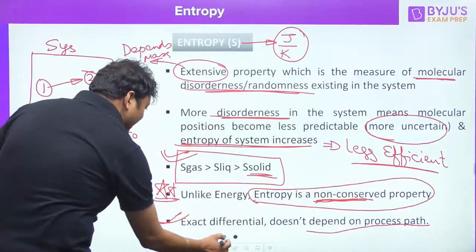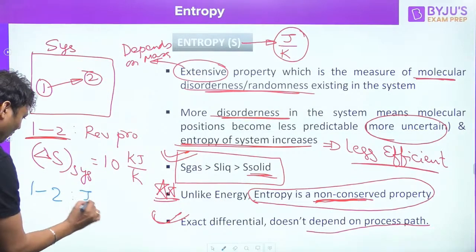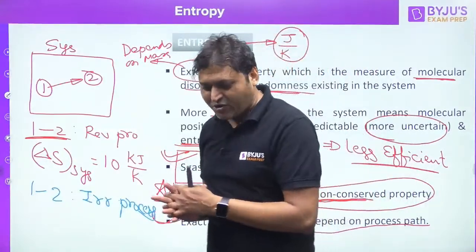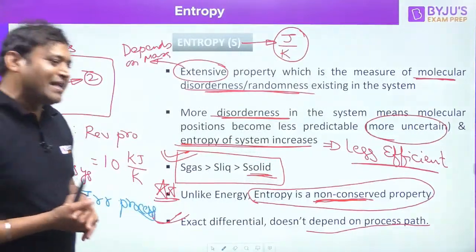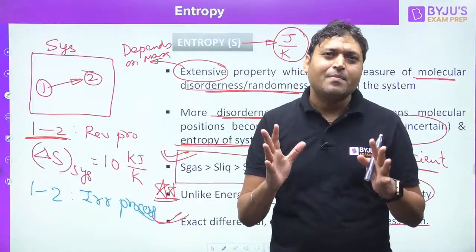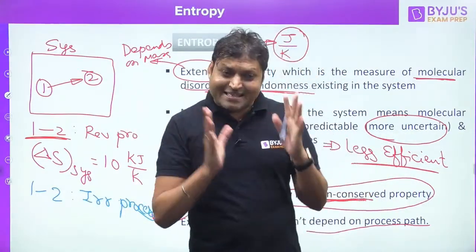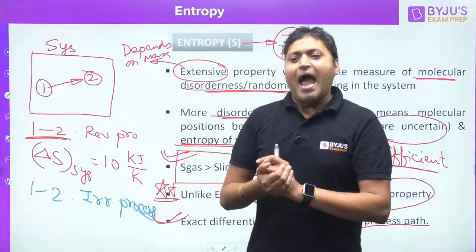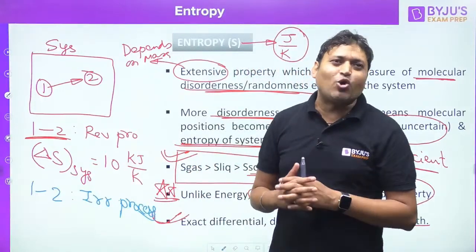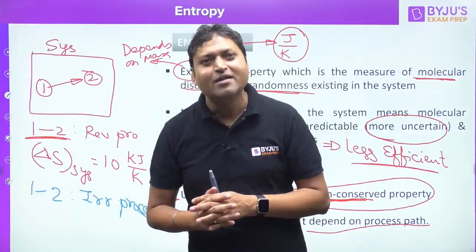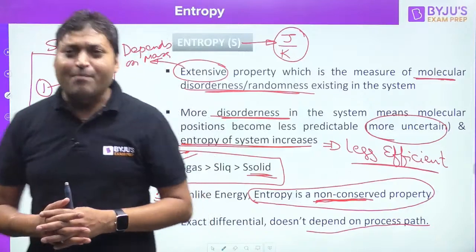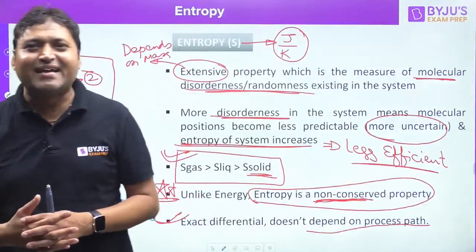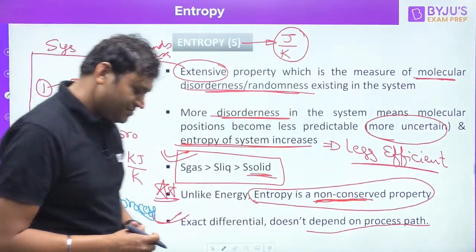But if the same system is undergoing an irreversible process from 1 to 2, can you let me know the entropy change for the system? Will it be less than 10 or more than 10? Understood my question? There is a thermodynamic system, and it undergoes a process where the state changes from 1 to 2. If the process is reversible, the entropy change is 10 kilojoule per Kelvin. If the process is irreversible, what will be the change in entropy for the same system? Will it be greater than 10 or less than 10? Everyone, please do respond.